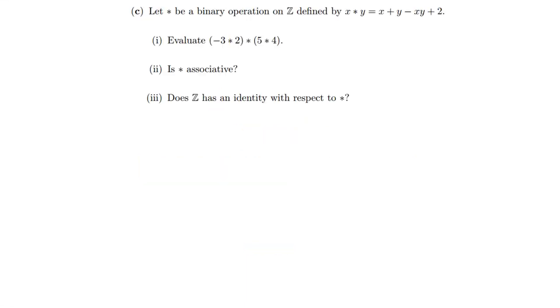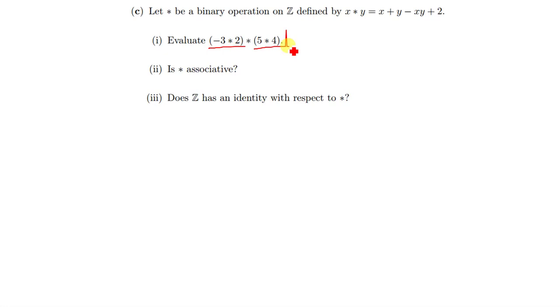So the first question was saying, let star be a binary operation on Z defined by x star y being equal to x plus y minus xy plus 2. The first question is telling us to evaluate negative 3 star 2 star 5 star 4. So this one is simple and straightforward. What you just need to do is first to work out whatever that is in the brackets.